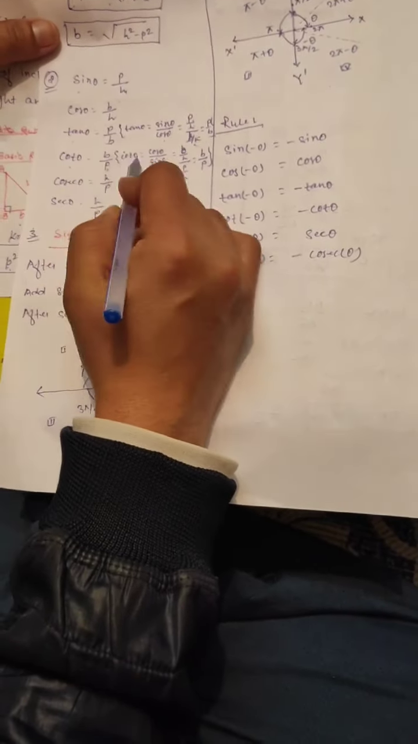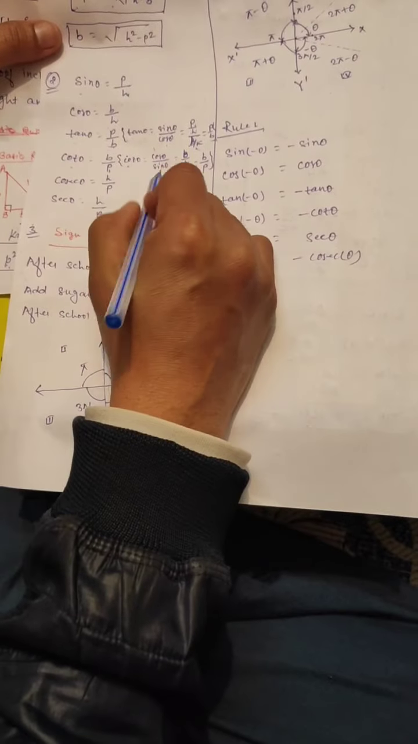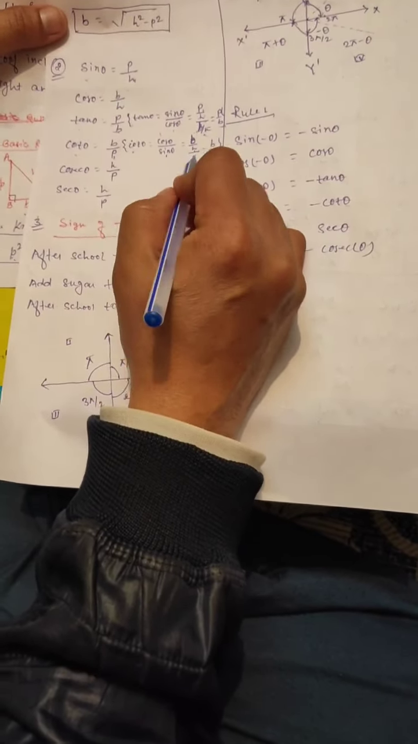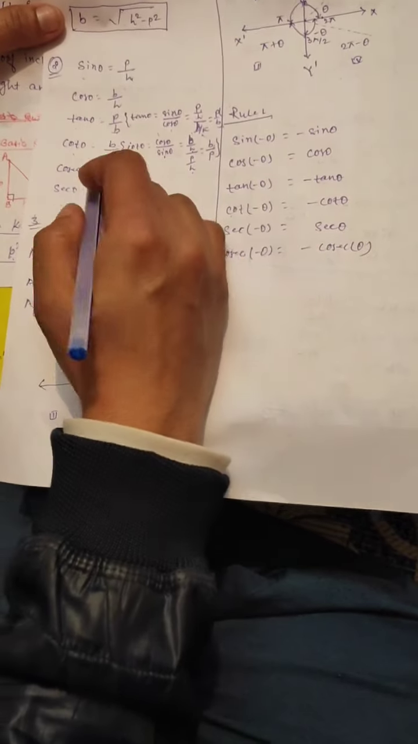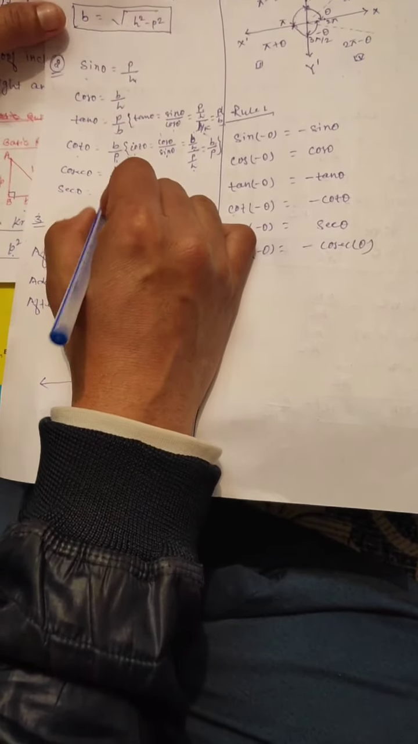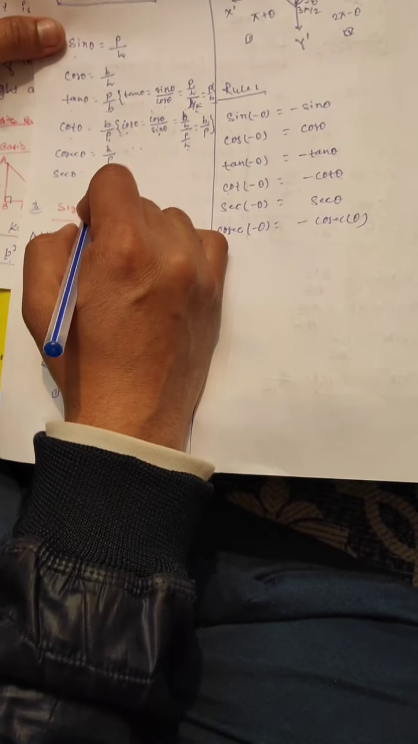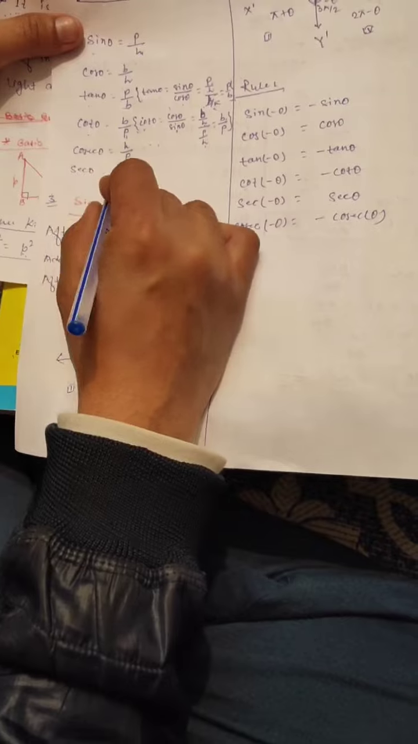Cot theta equals b by p. We know that cot theta equals cos theta upon sin theta, where cos theta equals b upon h and sin theta equals p upon h. The h and h cancel, so b upon p equals cot theta. Cosec theta equals hypotenuse upon perpendicular side, h upon p, and sec theta equals hypotenuse upon base, h by b.